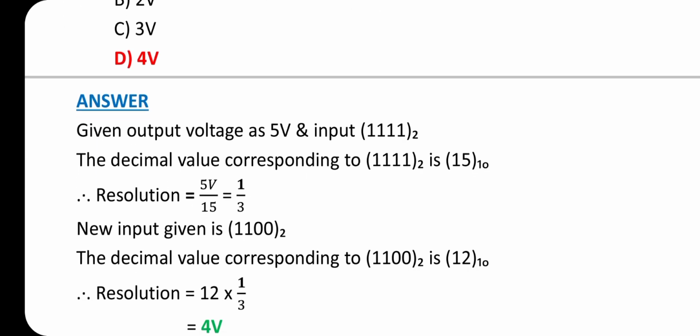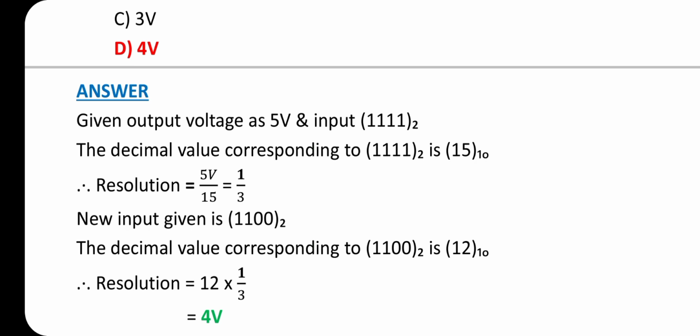We know that resolution is the minimum change at the DAC output. Resolution equal to step size. Therefore, percentage resolution equal to step size divided by full scale output into 100. Full scale output is the total voltage level given to the DAC, or in simple terms it is calculated as FSO equal to total steps into step size, which is equal to 2 raised to n minus 1 into step size. Here given output voltage as 5 volt and input is 1111.